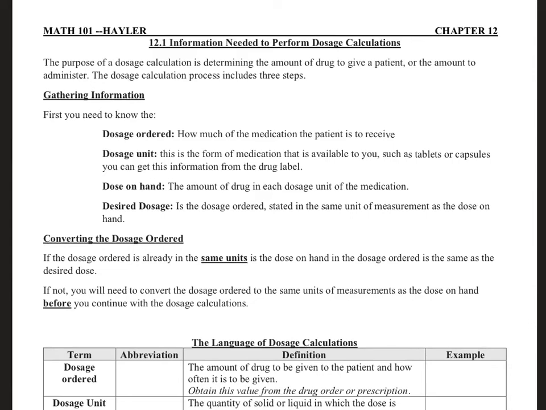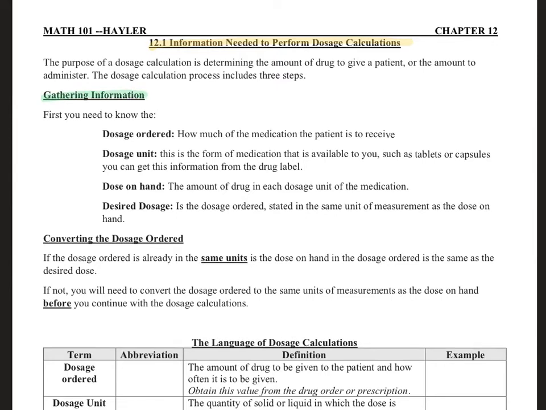Welcome to Chapter 12. 12.1 is information needed to perform a dosage calculation. So the purpose of a dosage calculation is determining the amount of drug to give a patient or the amount to administer. And the dosage calculation process includes these following 3 steps. So the first step is gathering information.